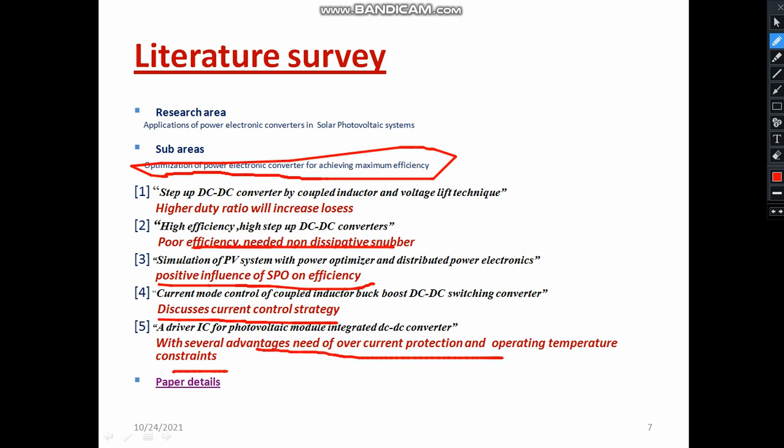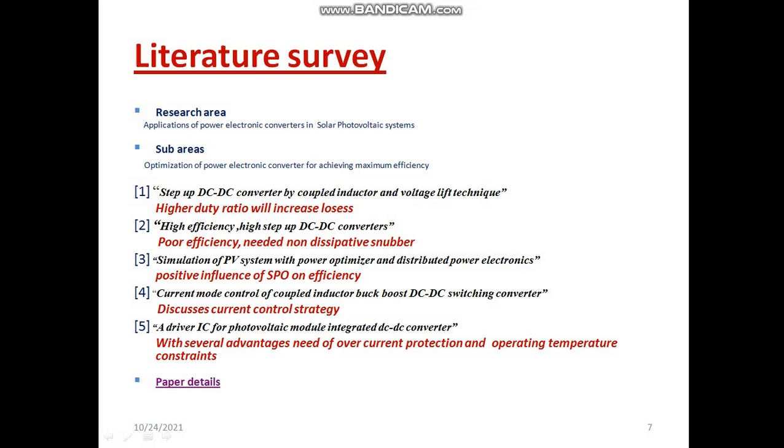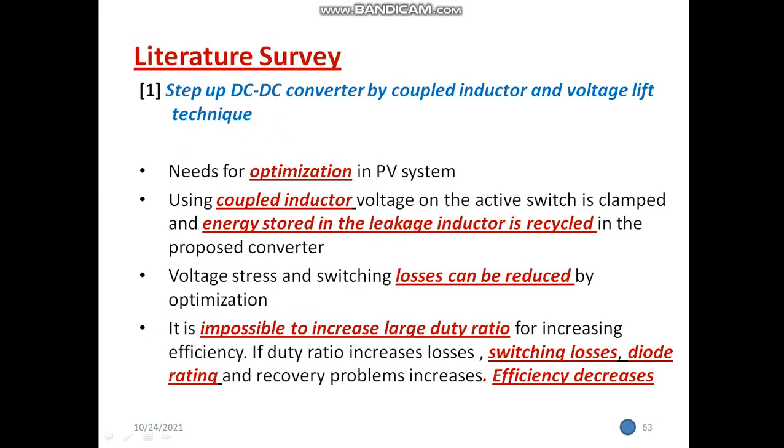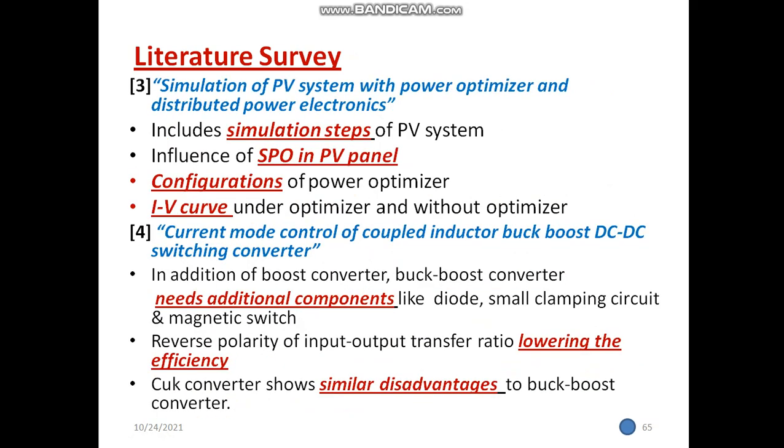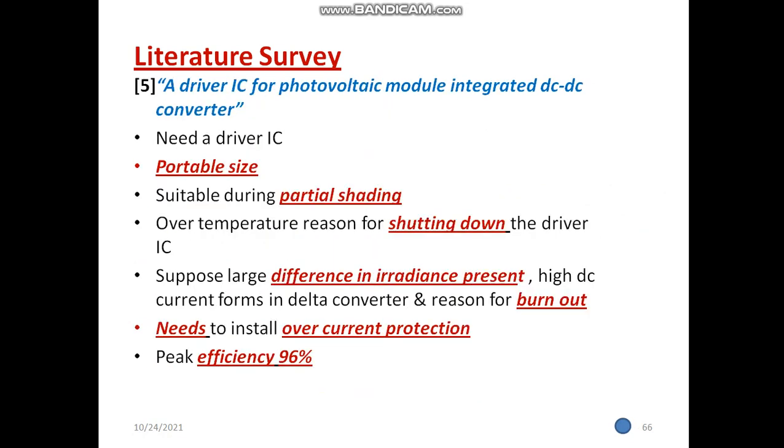If you want, I can show you the papers so you can refer to them. Let me click on the paper details. So these are the paper details. Kindly go through the papers. If you search for the paper in IEEE, surely you will find it, and you can download and keep reading. Okay.